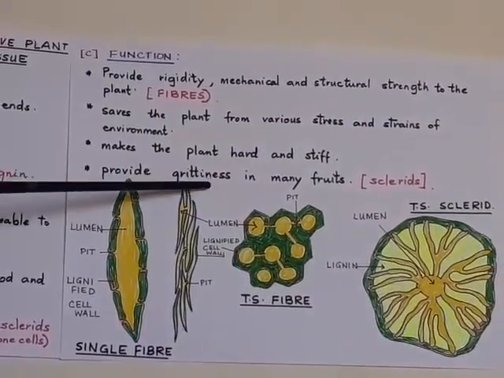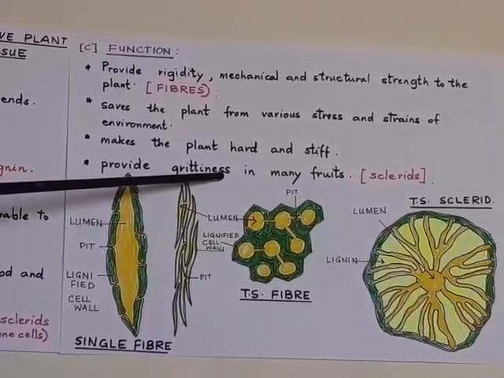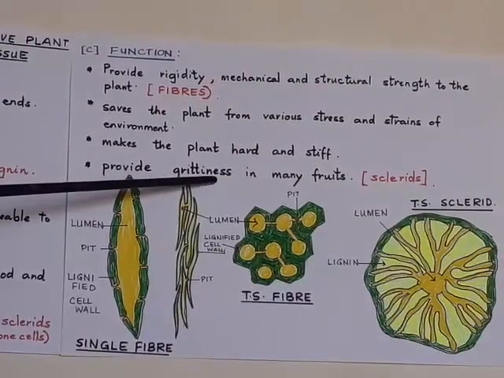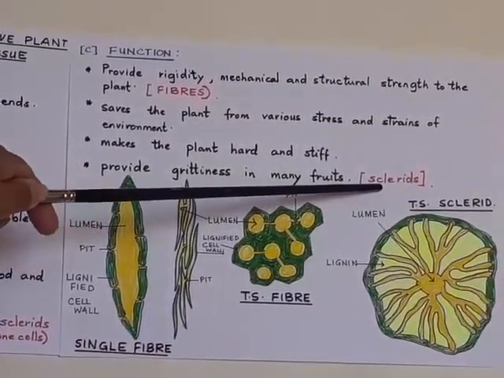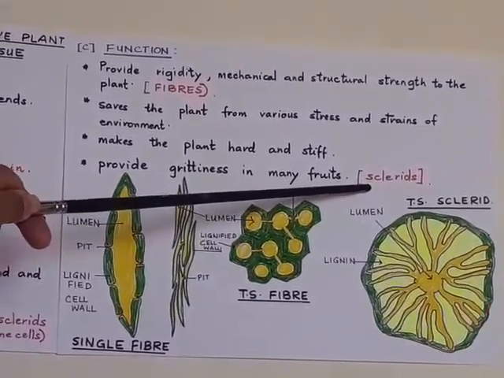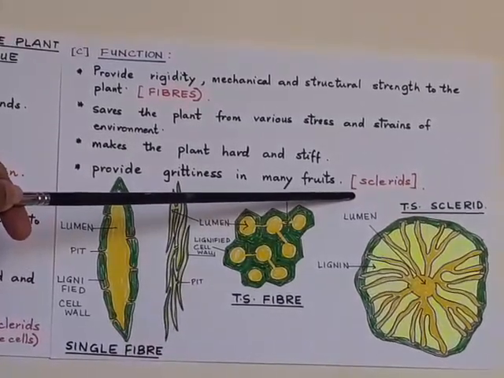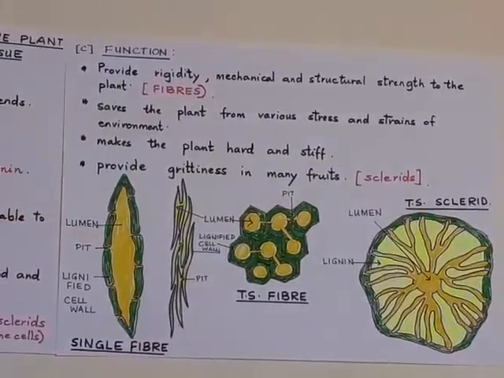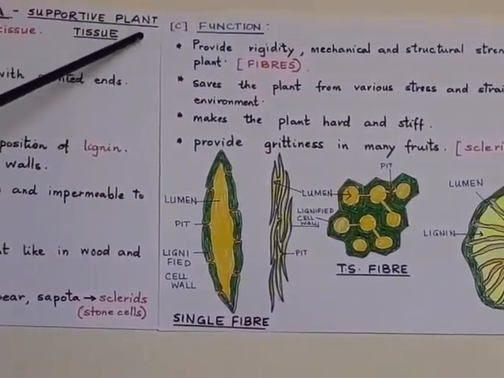They provide grittiness, that is the grainy or the crunchy feeling which you get when you eat these fruits. Grittiness in many fruits is due to the sclerid form of the sclerenchyma tissue. Fine. And these are present in walnut, pear, sapota, even in guava also. So this is all about the sclerenchyma, or the last type of supportive plant tissue.